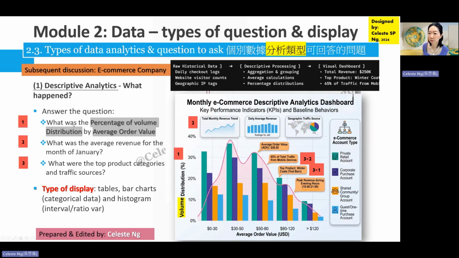The third question that this dashboard describes is: what were the top product categories and traffic sources? Here, the top product is the winter coat. And to answer the question about the traffic source, we can see that 65% of the total traffic is from mobile devices.